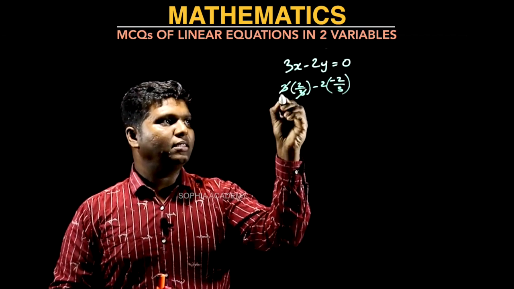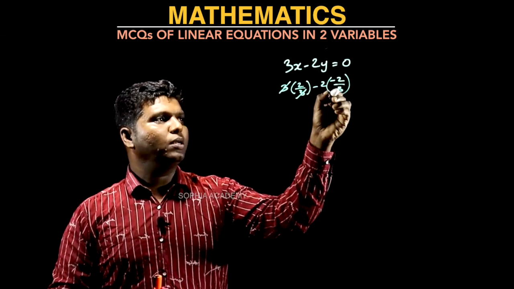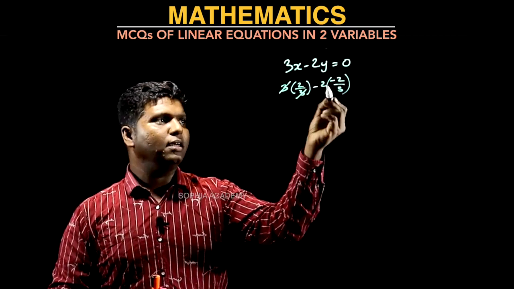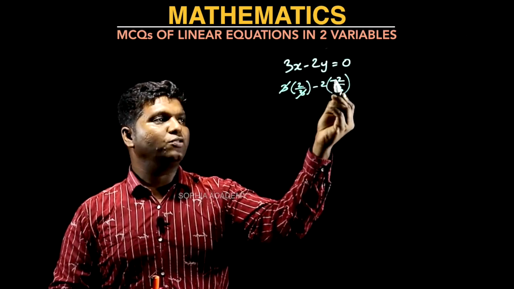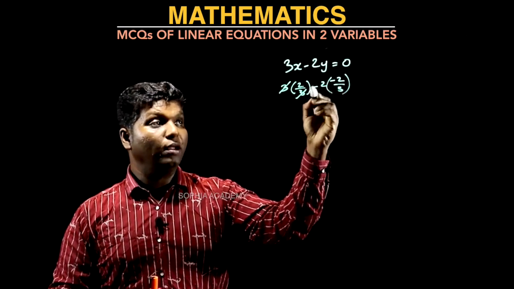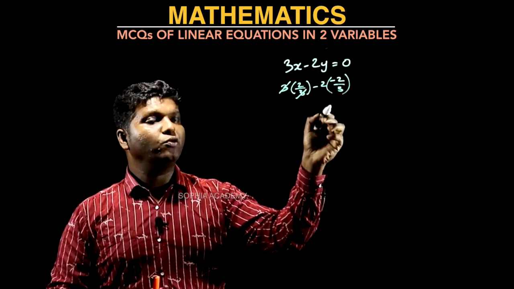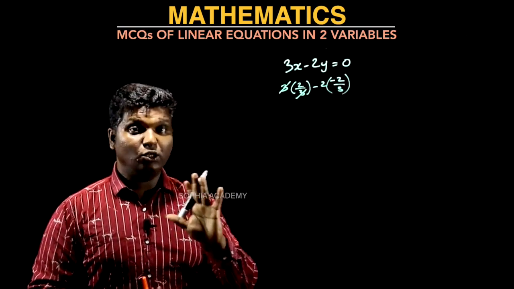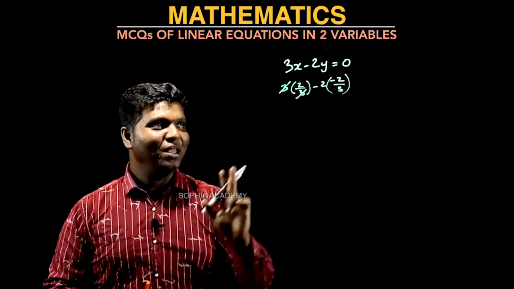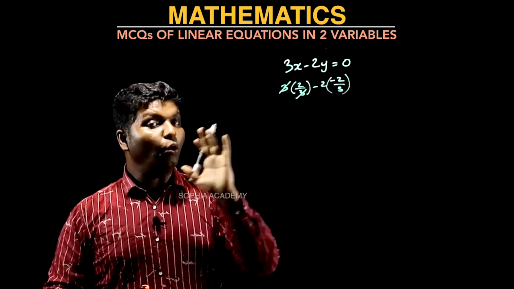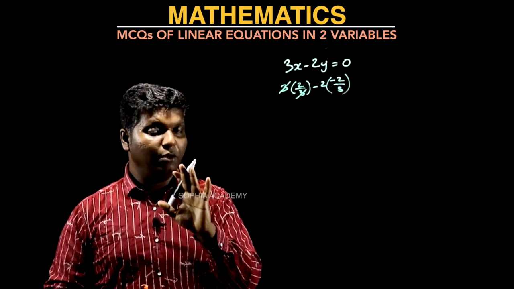3 and 3 will get cancelled, right? What about this one? 3 and 3 are not going to get cancelled. Anyhow, here you are going to get minus 4 and this will become plus 4, right? 4 by 3. So 2 minus 4 by 3. Whatever it is, there is no need to find the answer for this one. I will tell you, because our only condition is that the right hand side should be equal to 0.